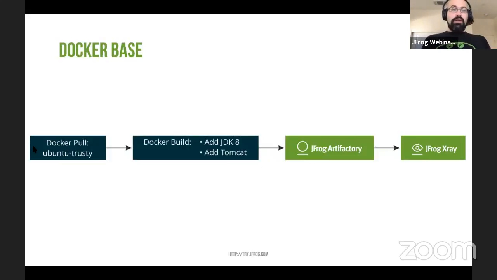We're going to run a Docker pull on some base image of Ubuntu, and then we are going to add our infrastructure, our framework that we need. In our example, it will be JDK8 and Tomcat, and this will be our base image, Ubuntu with Java and Tomcat installed. Once this build is complete, we're going to deploy it to Artifactory and again scan with JFrog Xray. Again, if anything fishy is found, we won't use this base for our application.